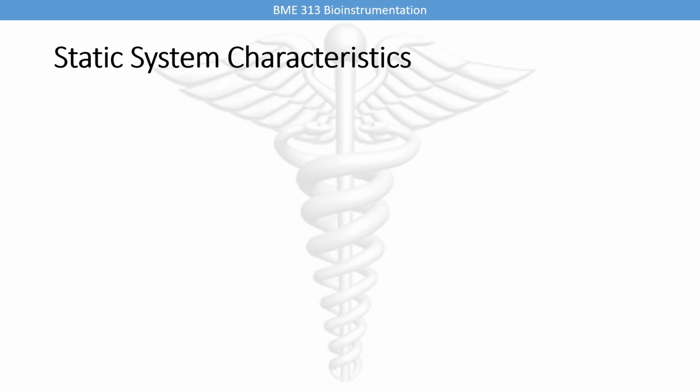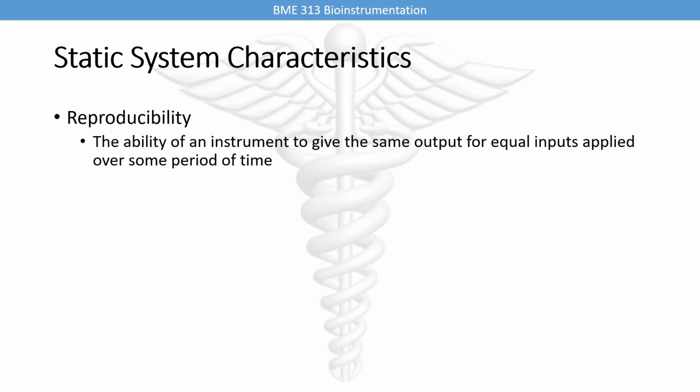Other important static characteristics also describe system behavior. One of these is reproducibility, which refers to an instrument's ability to deliver the same output when the same input is applied repeatedly over a period of time. In other words, if you measure the same quantity multiple times, the results should remain consistent.